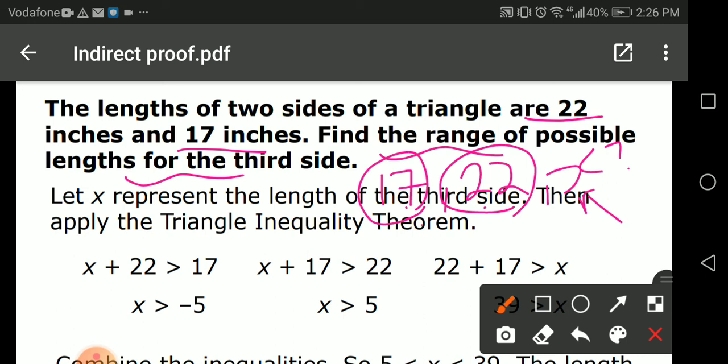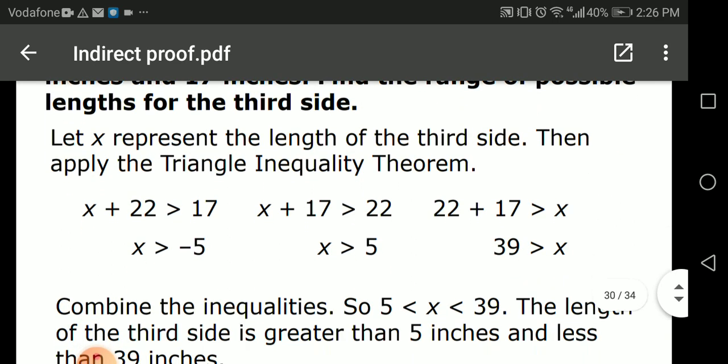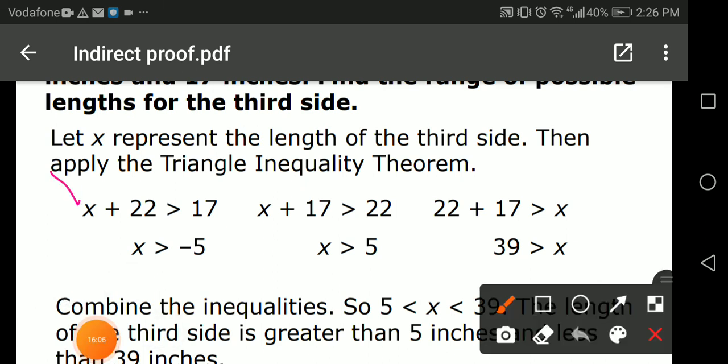Remember, I'm going to have combinations: 17 plus 22 greater than x this time, and x plus 17 greater than 22, and the third one, x plus 22 greater than 17. After doing so, remember, I have to solve the inequality.